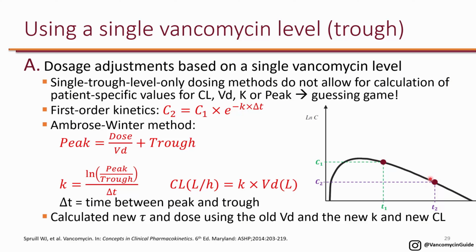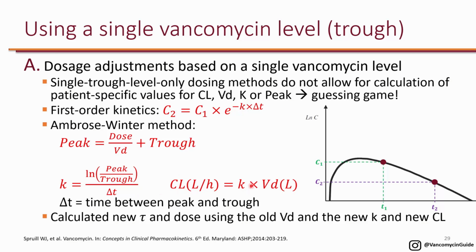Now in this case, where you only have a single trough, you have to estimate what that peak would be. So you can use this equation. Depending on the dose that the patient received, use the volume of distribution from population kinetics, and the trough is the level that you actually measured in the patient. So use the dose that they got and the volume of distribution from population kinetics and the trough that you get to estimate the peak. And then based on this estimated peak, you can re-estimate the K. So previously you used the K from population kinetics. Now you kind of semi-individualize it, because the trough is from the patient, but the peak is still estimated. So overall, this K is not truly individualized.